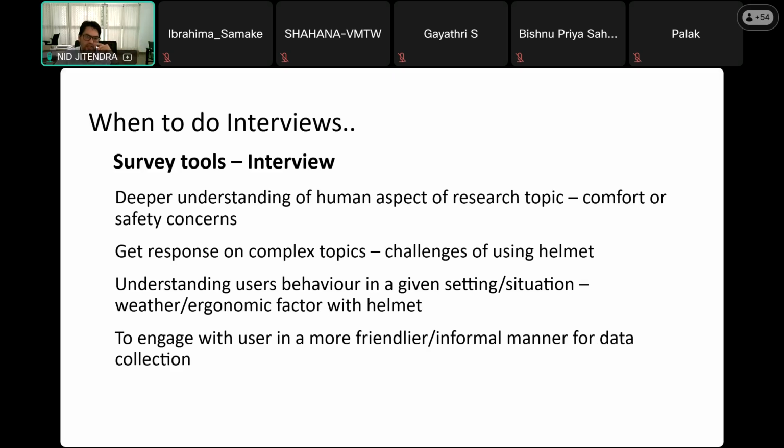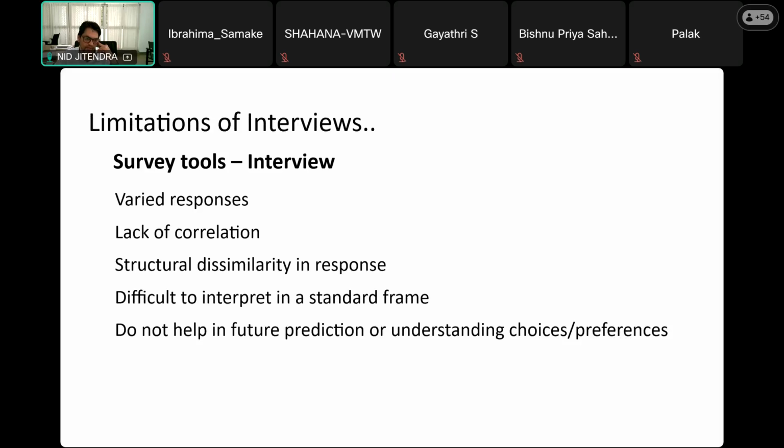So we have discussed this in the case of two-wheelers also. These are the factors that will emerge: you will be able to understand the human aspect of helmet usage in more depth, and the challenges of using a helmet would possibly need to be explored. When you're doing interviews with users, you will be able to understand the ergonomics, weather conditions, situation and settings. The responses will be in a more informal, familiar, friendlier manner, so that people can respond to your questions in the right manner.